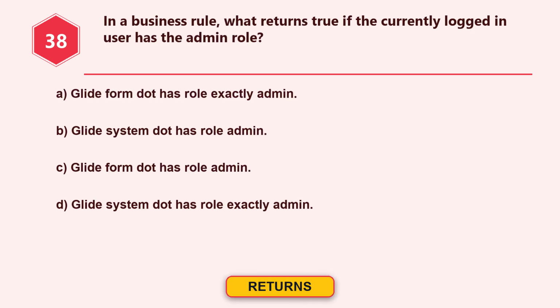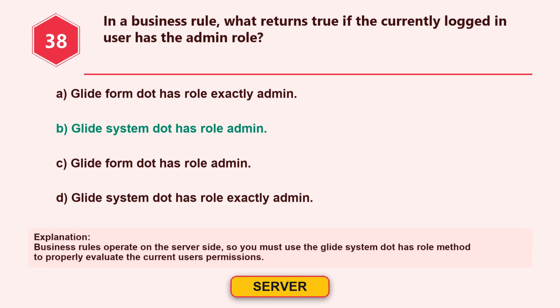In a business rule, what returns true if the currently logged in user has the admin role? Option A. Glide form.has role exactly admin. Option B. Glide system.has role admin. Option C. Glide form.has role admin. Option D. Glide system.has role exactly admin. The correct answer is option B. Glide system.has role admin. Business rules operate on the server side, so you must use the glide system.has role method to properly evaluate the current user's permissions.